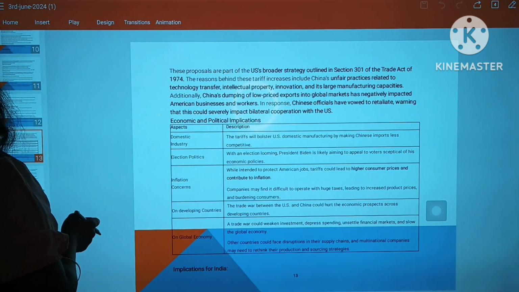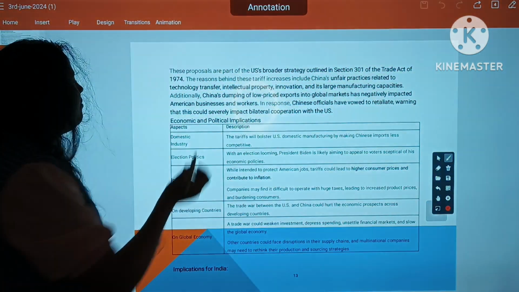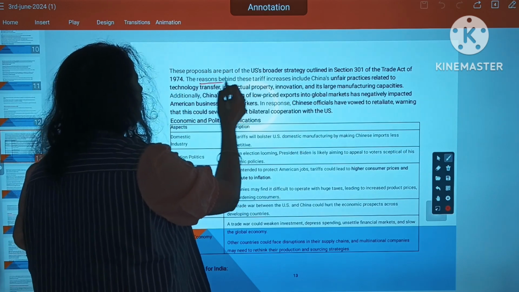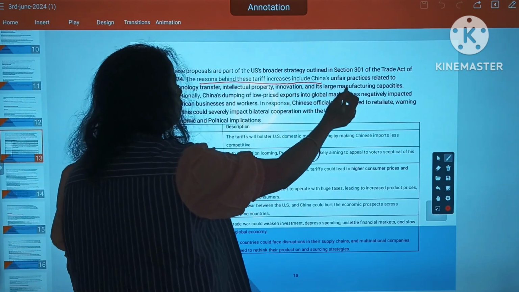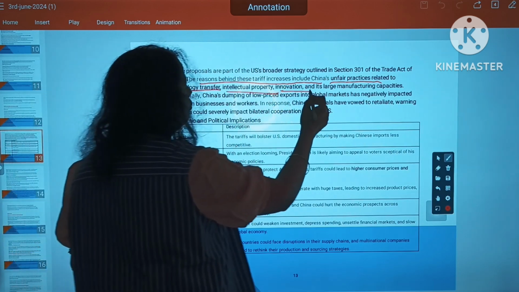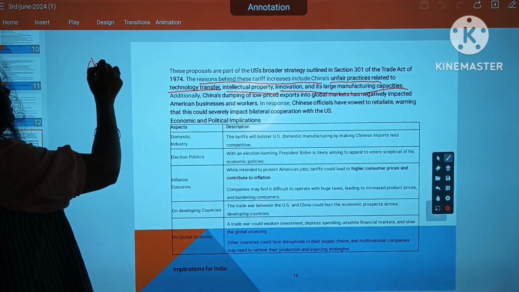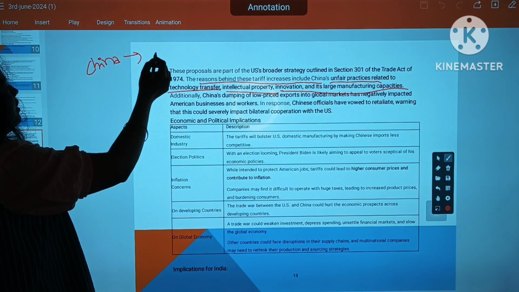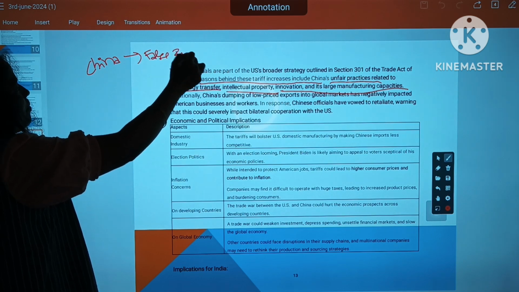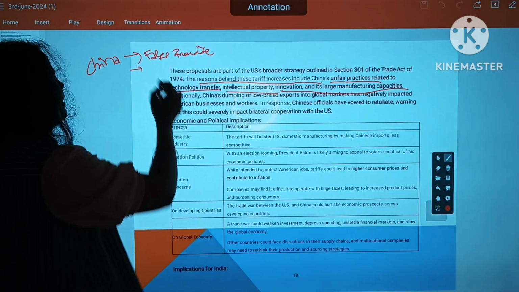Here we should know one thing: why did the USA increase the tariff? The reasons behind the tariff increase include China's unfair practices related to technology transfer, intellectual property, innovation, and large manufacturing capacities. It means China is making false promises, or fake promises, or unfair practices, cheating.